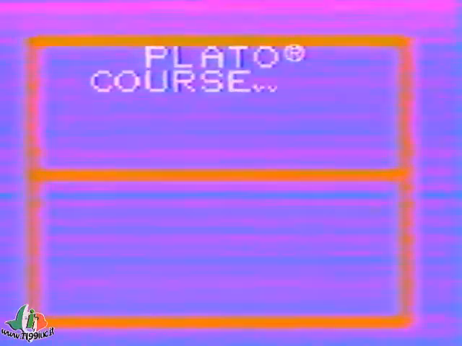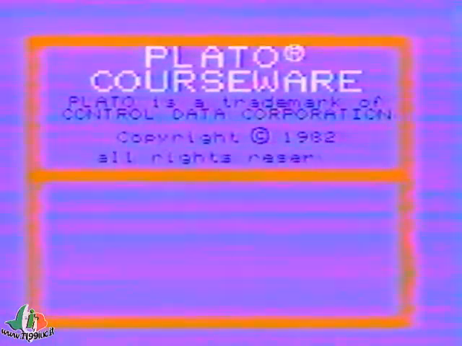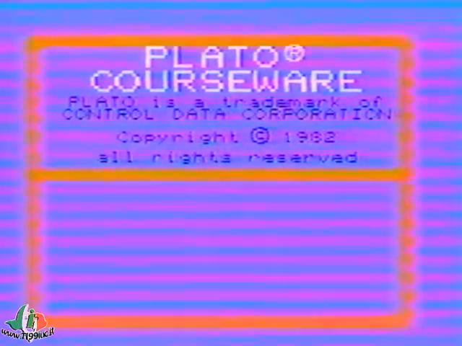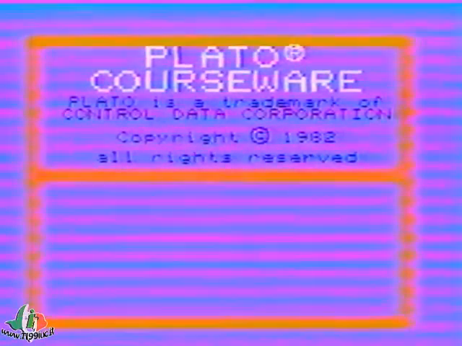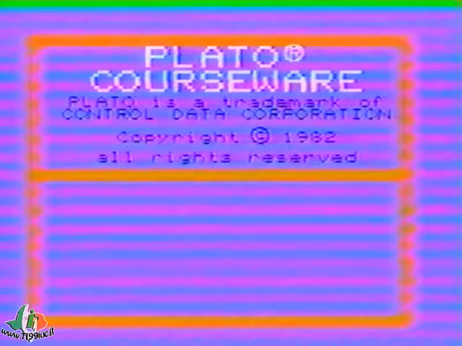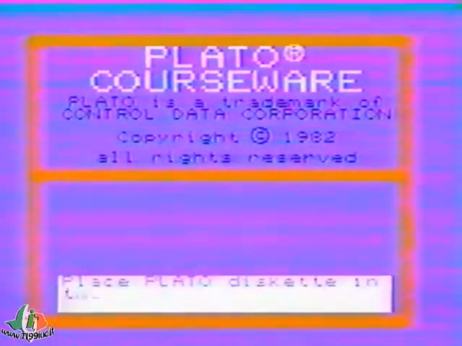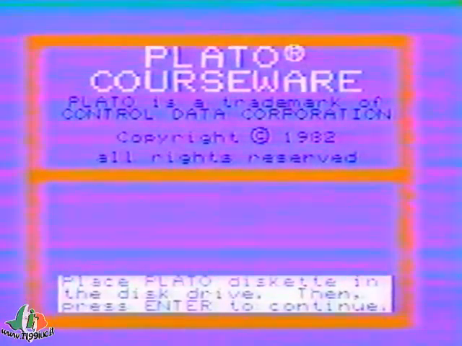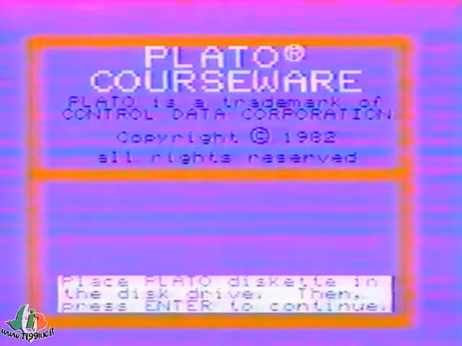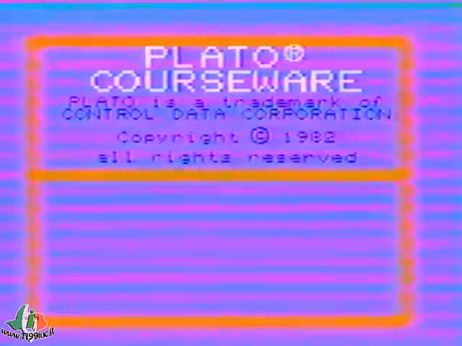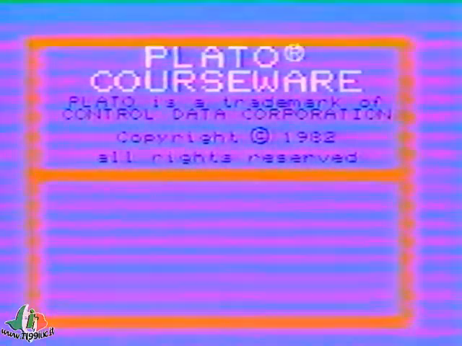Plato courseware is pretty simple to utilize, as it had to be for elementary school and educational purposes. All you basically do is stick a diskette in drive one, power up, and it will go into the Plato diskette, press enter, and it should load up the courseware.